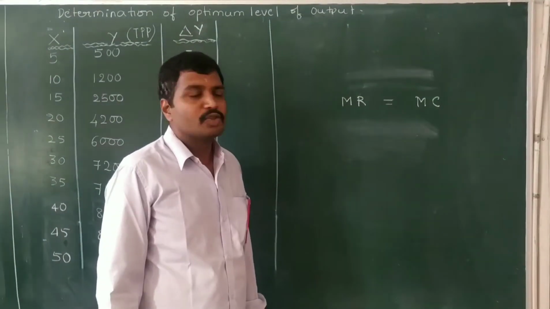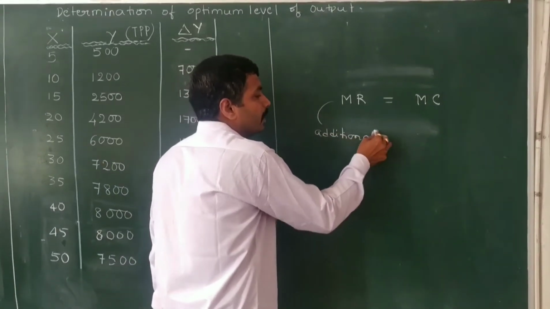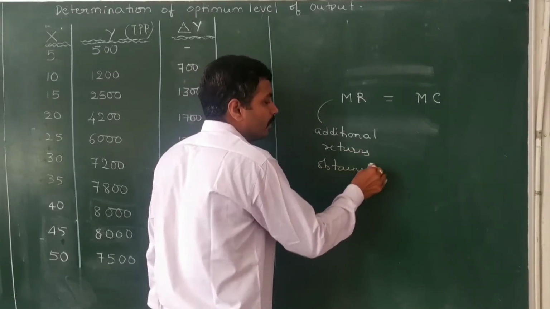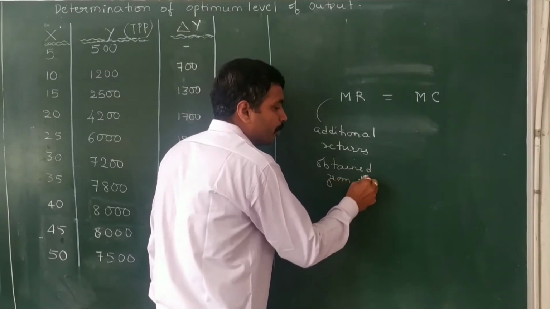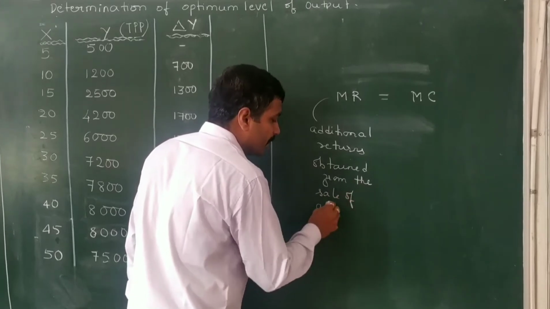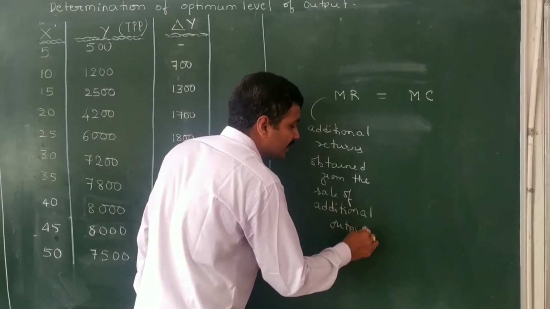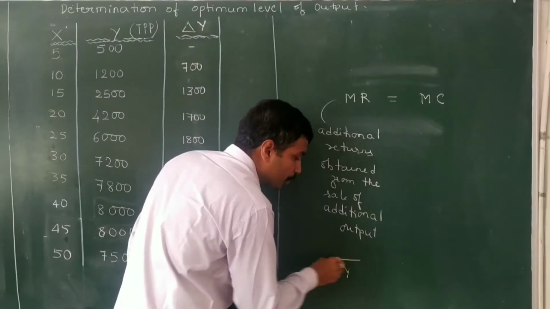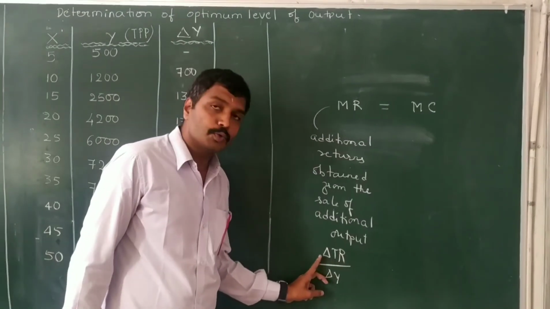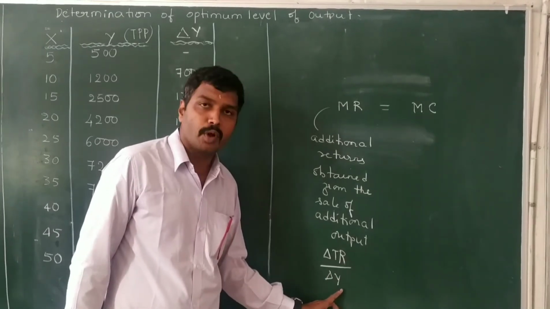Okay. So MR is the additional returns obtained from the production of or sale of additional output. Okay, in the sense, if you produce and sell additional unit of output, how much additional returns that you are going to get? It used to be the change in a total returns due to the production of additional unit of output.